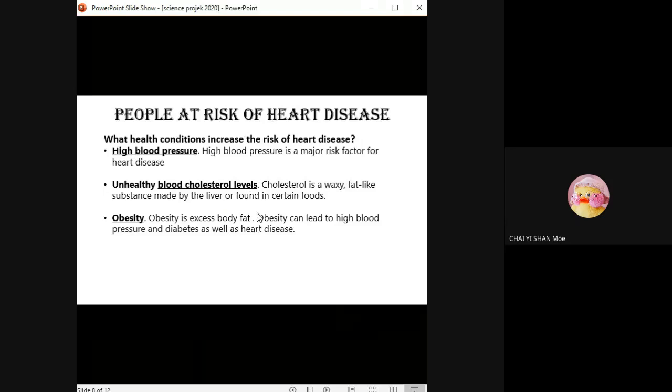People at risk of heart disease. What health conditions increase the risk of heart disease? High blood pressure is a major risk factor for heart disease. Unhealthy blood cholesterol levels. Cholesterol is a waxy fat-like substance made by the liver or found in certain foods. Obesity is excess body fat. Obesity can lead to high blood pressure and diabetes, as well as heart disease.